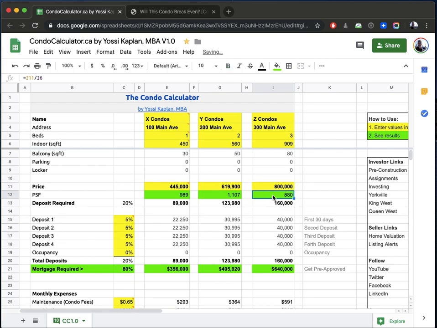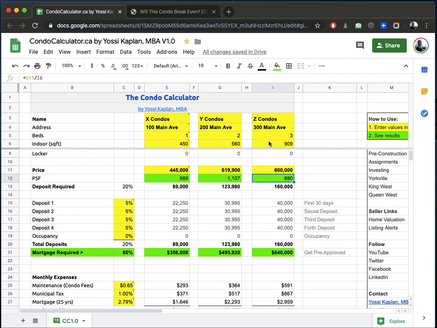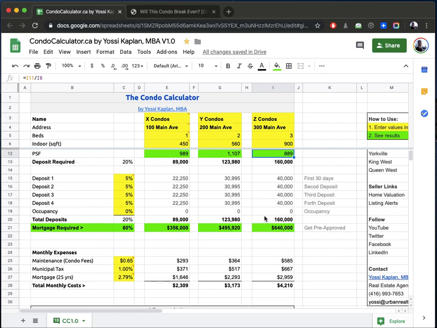$800,000, then of course my PSF went down. My deposits went down, and you can use this regardless for resale too. I'm going to buy this three bedroom, 909 square feet, 900 square feet for 800. That means that I'm paying $889 a foot. If I'm still doing it 20/80, then I'm going to need $160 for my deposit, and the mortgage will be $640.